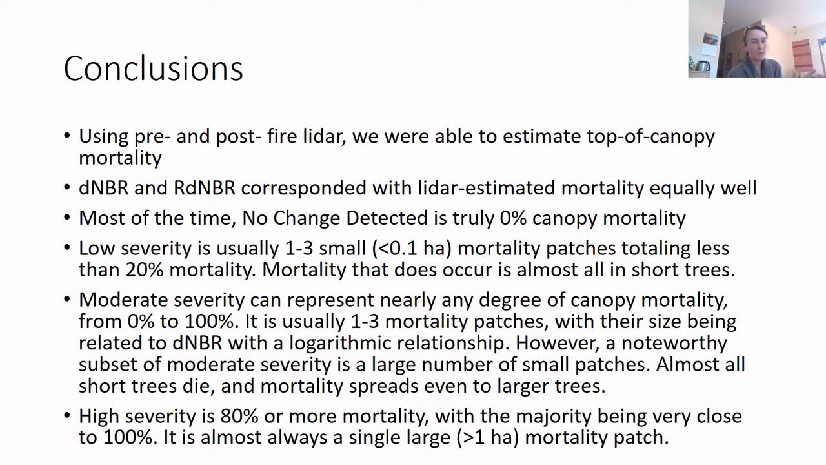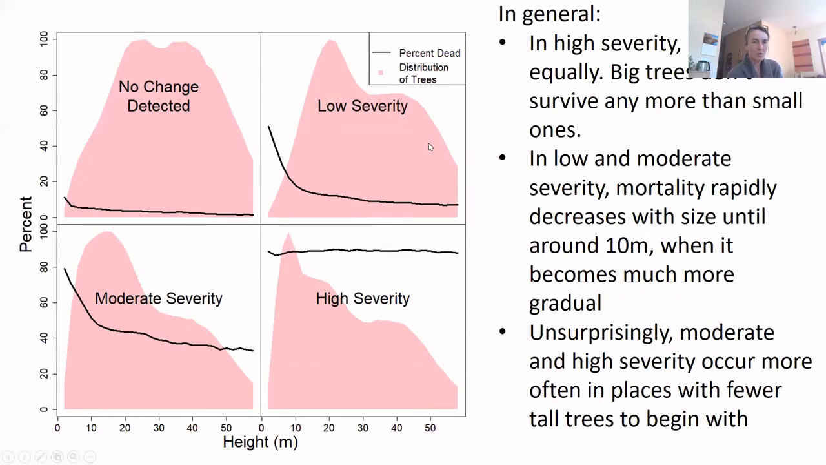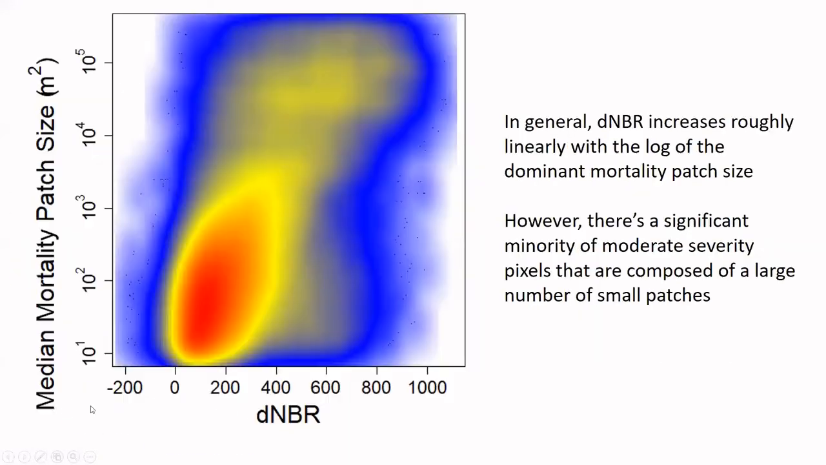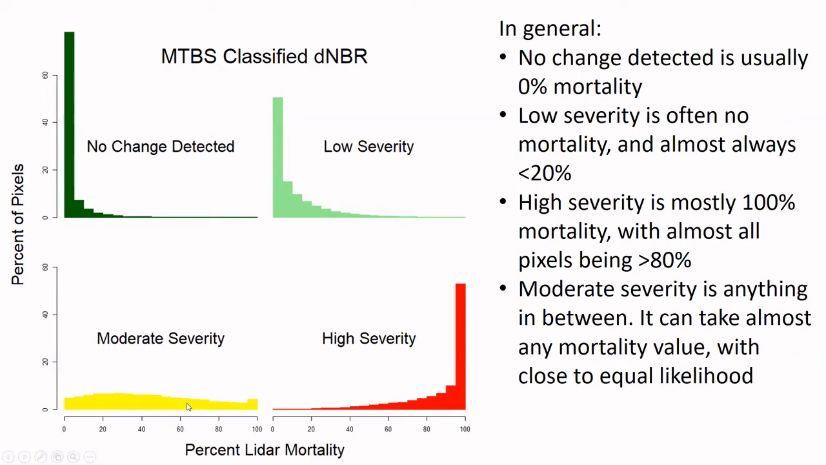And the last follow-up question I had for you is, did you notice more of a bias towards higher dNBR values that were closer to high severity? Did you see more of a bias towards higher mortality in the moderate severity range or not? Let me just go back to this slide. Moderate severity can really be anything with close to equal probability. It's not a flat distribution, but it's pretty dang close. There it is. Okay, thanks.